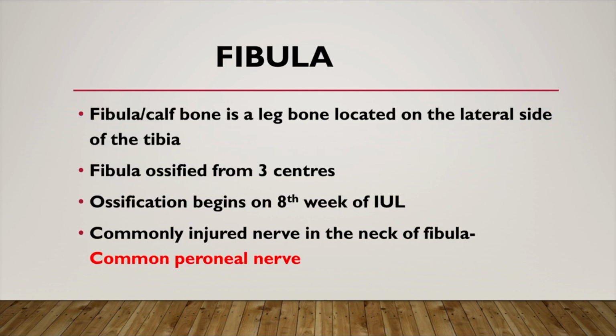Then fibula. Fibula or calf bone is a leg bone that is located on the lateral side of the tibia. Fibula ossified from 3 centers. Ossification begins on 8th week of intrauterine life. Commonly injured nerve in the neck of fibula is common peroneal nerve.